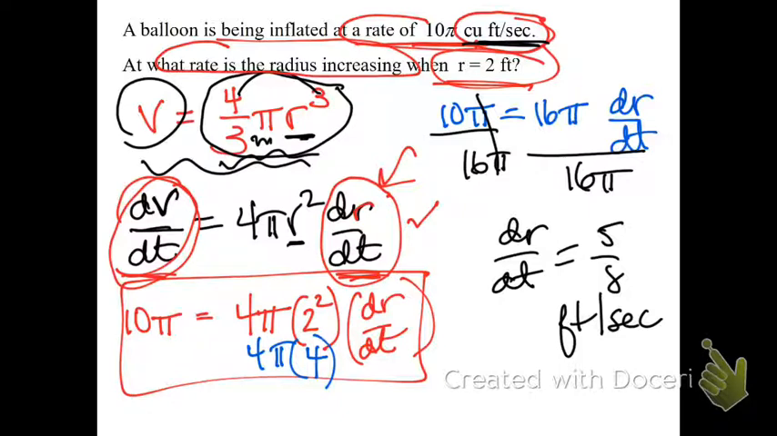Now, on your homework, you got to pay attention because sometimes you have to plug in the negative. If they told us from the beginning that this balloon was losing air, then the volume right here would have been negative 10 pi. Sometimes you have to know that. All right, let's try another one. We'll put it all together on the next one.